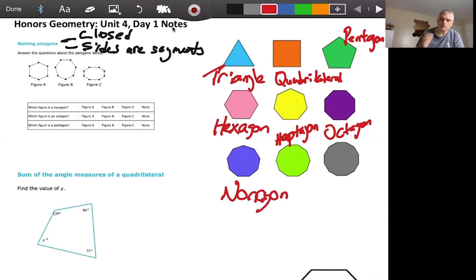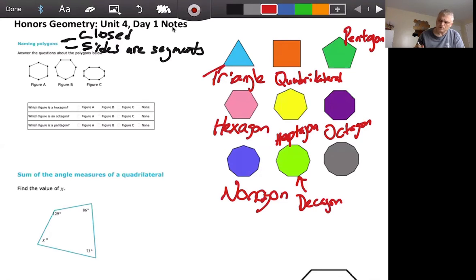Is having a little trouble writing here today. That's okay. And then our good friend here, the 10-sided, 1, 2, 3, 4, 5, 6, 7, 8, 9, 10-sided figure. A 10-sided polygon is called a decagon. So this is a decagon.